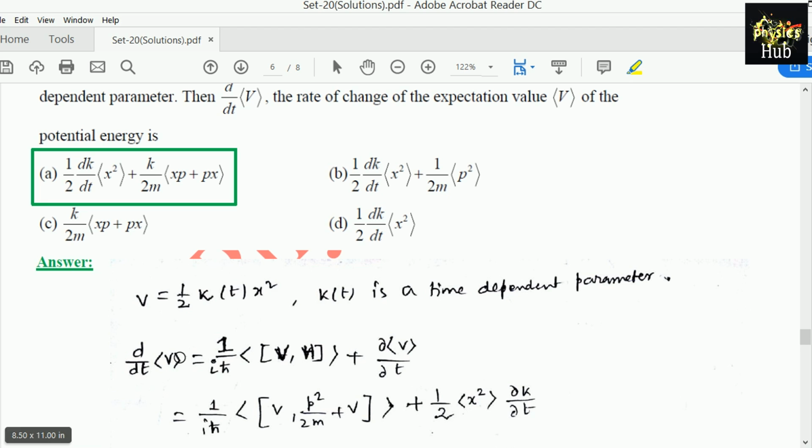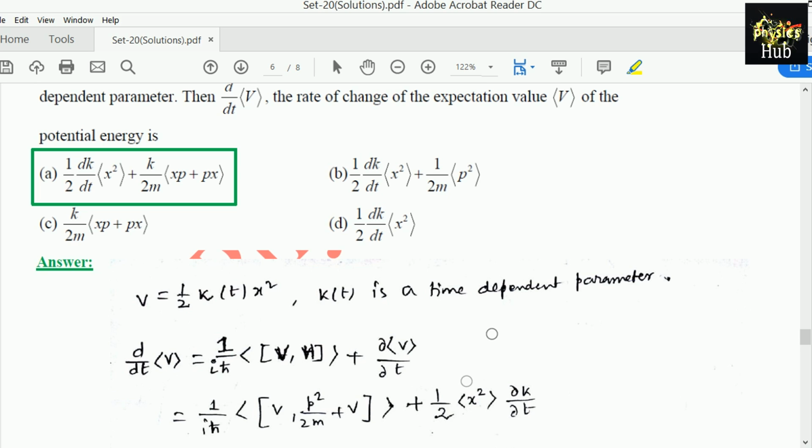Now as you know, d/dt of the expectation value of V equals 1 by i h-cut times the expectation value of the bracket of V and H, plus del V del t. This kind of formula you have seen in quantum mechanics, in the Schrödinger picture, Heisenberg picture, etc. You can look at those topics. Those topics are very important for this CSIR NET, momentum and coordinate representations. So you can check that out.